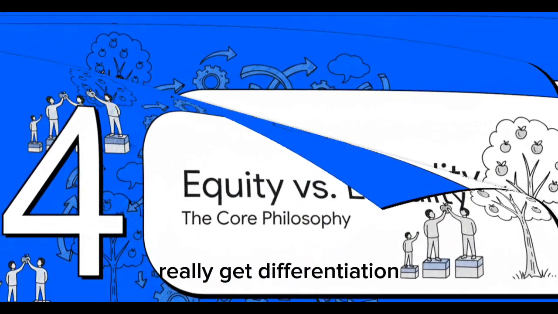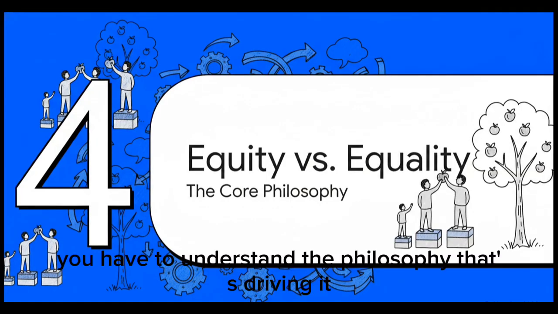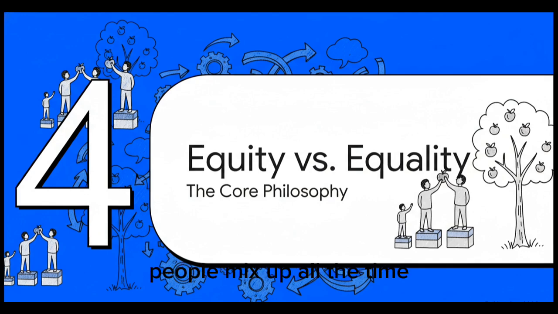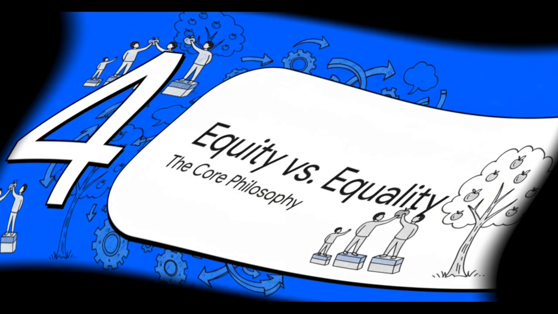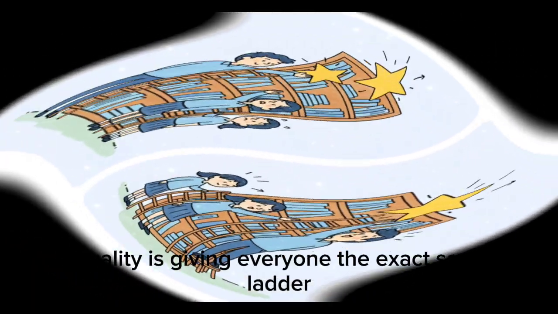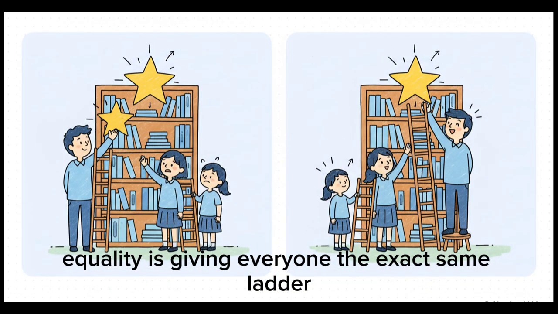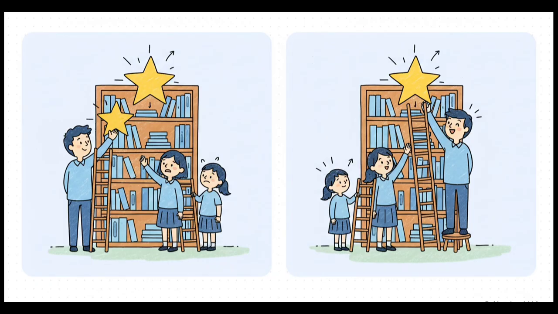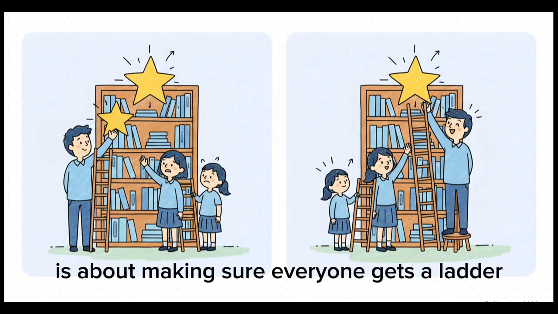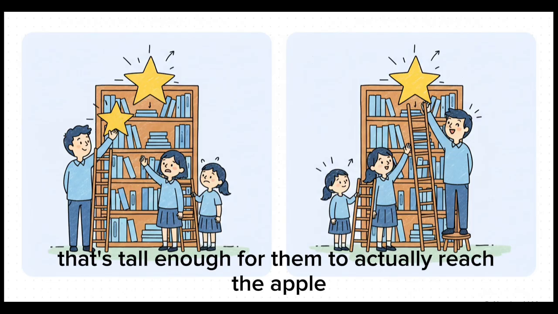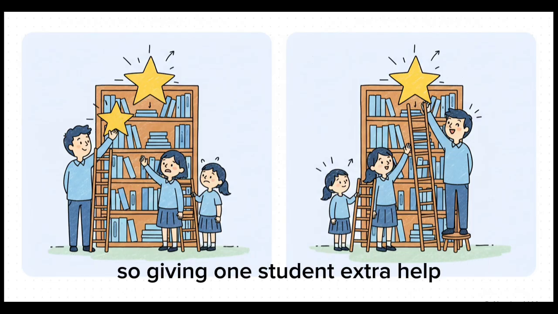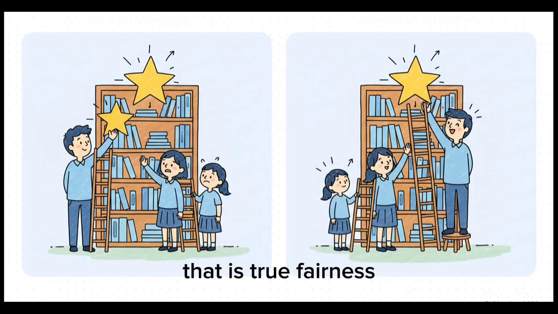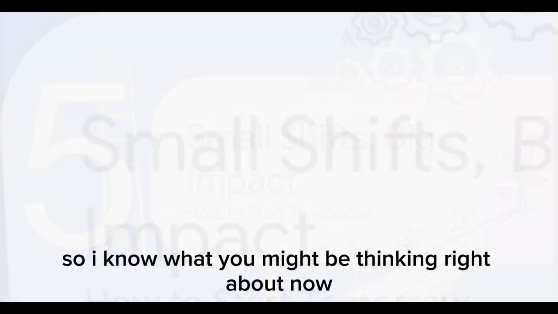Now, to really get differentiation, you have to understand the philosophy that's driving it. And that means we need to get super clear on the difference between 2 words people mix up all the time: equality and equity. And this ladder analogy just nails it. Equality is giving everyone the exact same ladder. That seems fair, right? But what if the apple you're trying to reach is at a different height for different people? Equity, on the other hand, is about making sure everyone gets a ladder that's tall enough for them to actually reach the apple. It's about a fair outcome. So giving one student extra help or another student a bigger challenge, that's not playing favorites. That is true fairness.